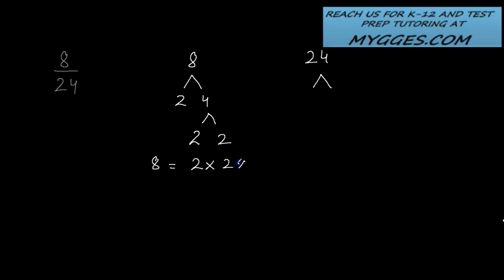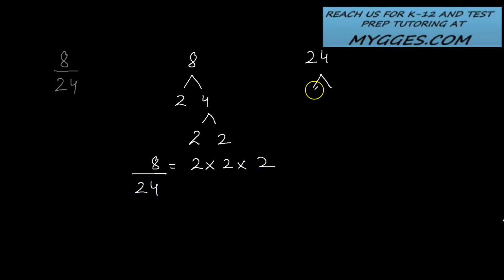Now we can also reduce or simplify fractions by using prime factors. In the previous method we used the factors. Now let's take the same example, 8 over 24. Let's find all the prime factors of 8 and 24. So 2 times 4, and then this can again be split into 2 times 2. So the prime factors of 8 are 2 times 2 times 2.